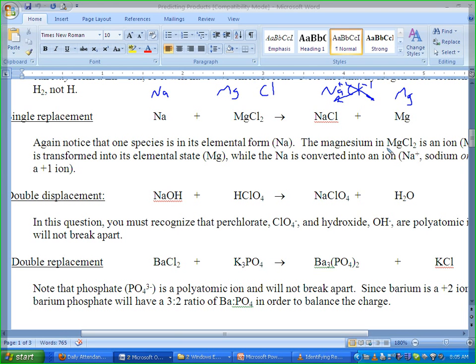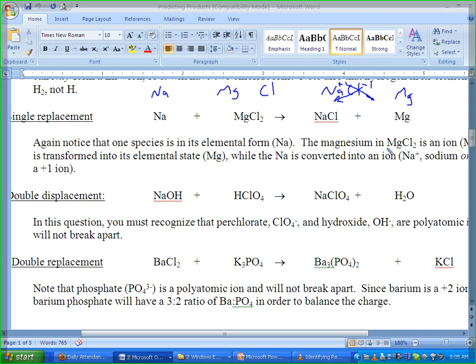Calcium is in group 2A, so it has a +2 charge. So right now, if you look at the answers I gave you for number 6, take a look at number 6 and see if you can find your mistake. Read the sentence below it. Very good.